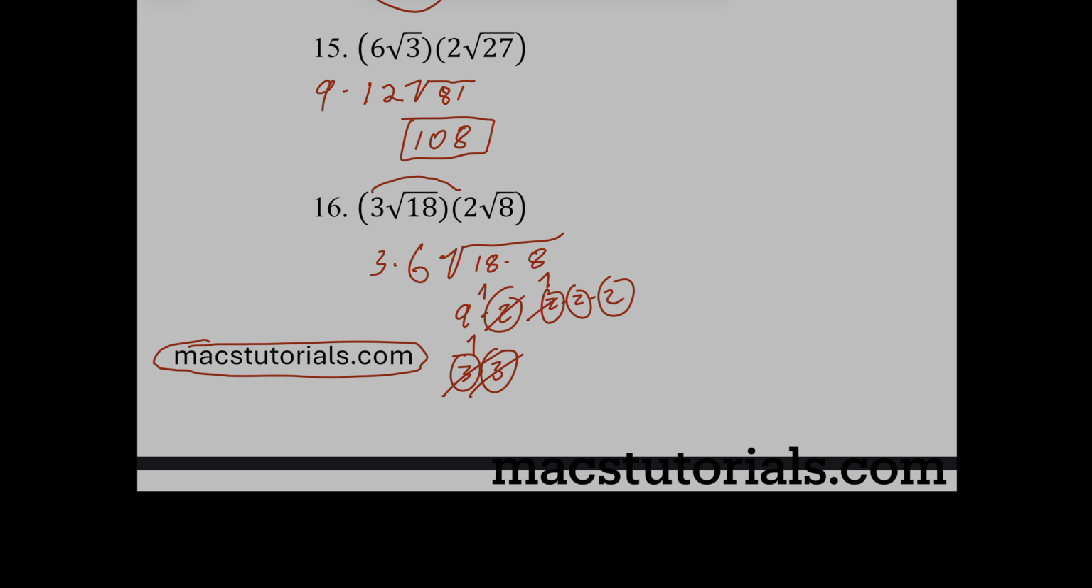I can pull out a 2. I can pull out another 2. Everybody got pulled out. 2 times 2 is 4. 4 times 3 is 12. 12 times 6 is 72. And I am done. Okay?